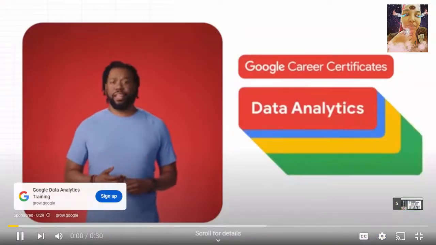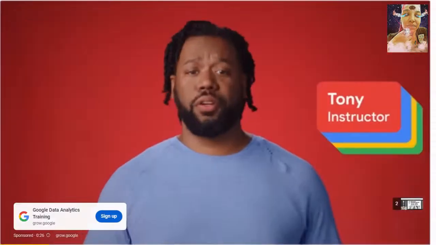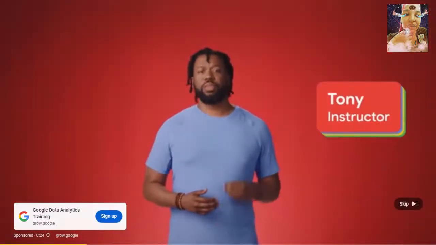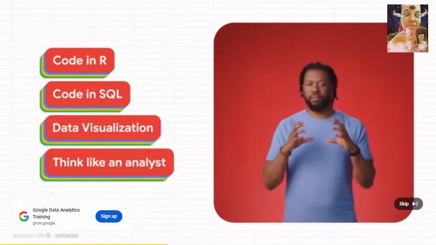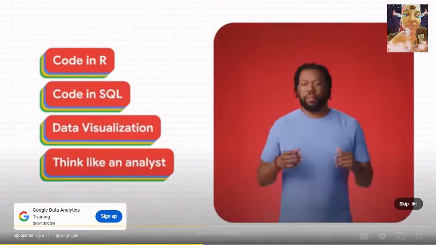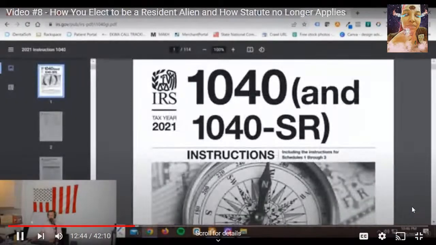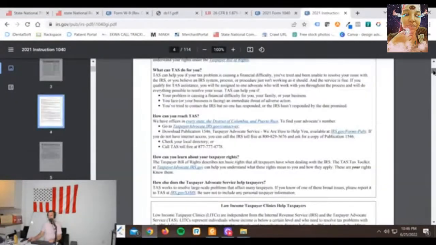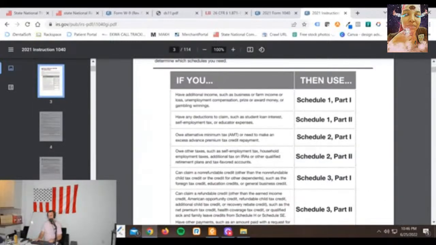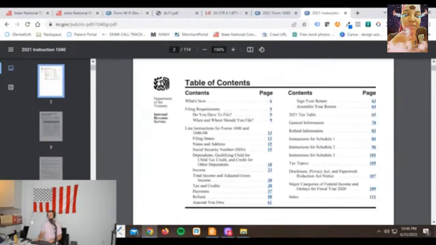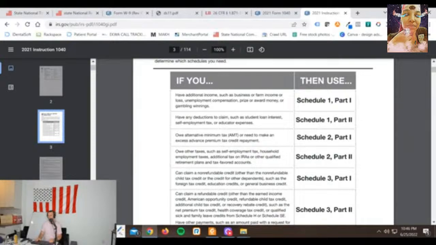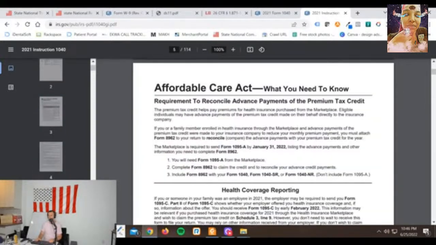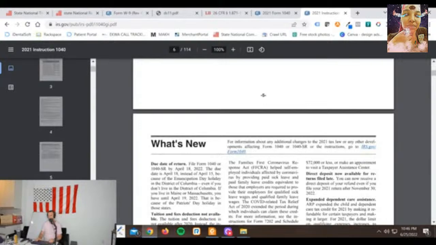To get started in data analytics, you don't need previous experience or a degree. The Google Data Analytics Certificate will teach you to code in R, to code in SQL, data visualization, and learning how to problem solve like an analyst would. At the end of the day, being a data analyst is about 1040, 10, 10, 10, 10, 10, 1040, 1040, 10, 10, 10, 10, 10, 1040. 10 to 10, 10, 40. 10 to 10, 10, 10, 10, 40. 10 to 10, 10, 10, 10, 40. 10 to 10, 10, 10, 10, 40.